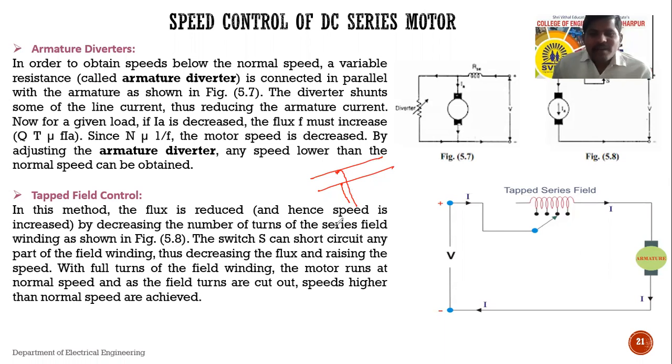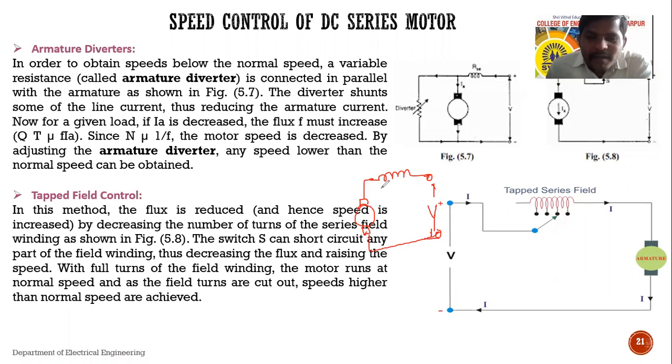Now see, tapped series field winding, tapped field control. In case of a tapped series field winding, we are constructing some tapped terminals, or some tappings, on the field winding. Suppose consider this is one of the series field windings. मोटरची डायरेक्शन मोटरची डायग्राम तुम्हाला माहित आहे. Suppose this is the series field winding. This one is the armature of the motor. Okay, and here the supply voltage is provided.